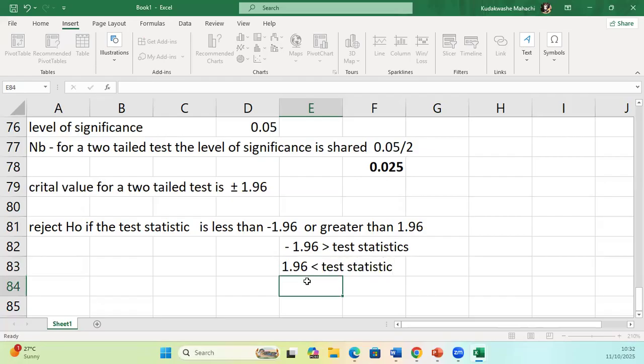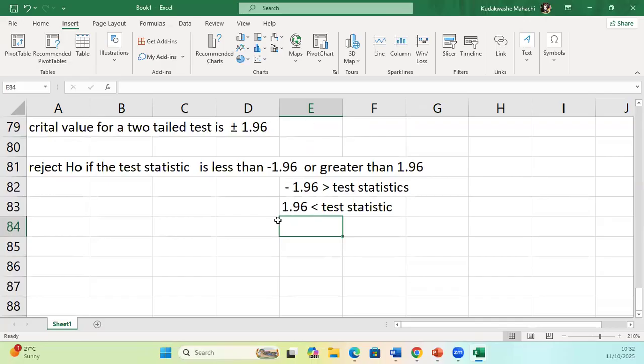So the test statistic, if it goes lower than the lowest value, or if it goes higher than the highest value, we reject. So the lowest value is negative 1.96. The highest value is positive 1.96. If it goes lower we reject. If it goes higher we reject.